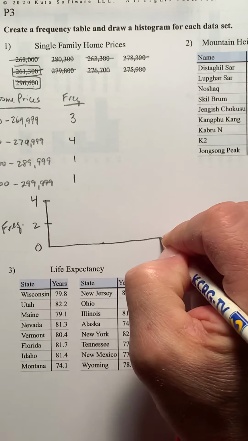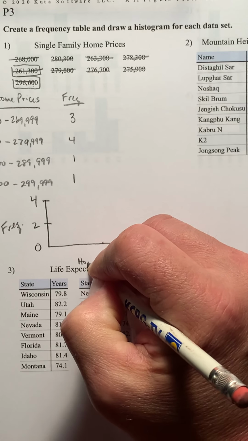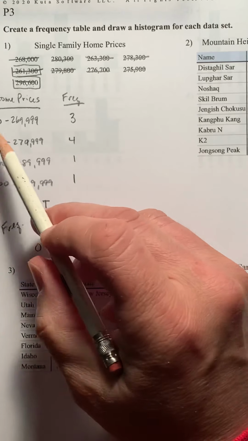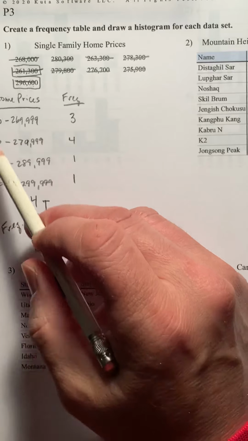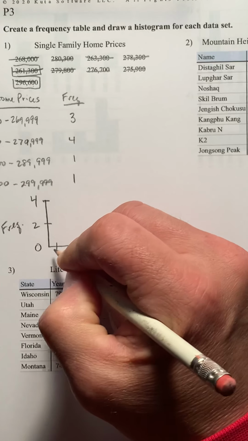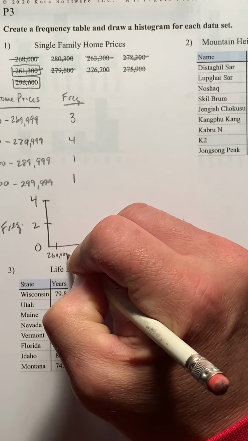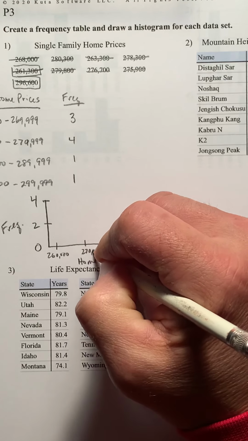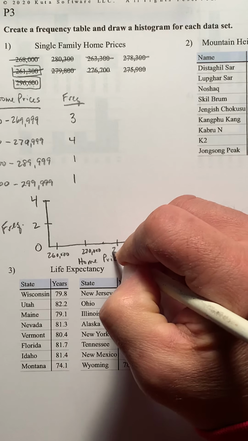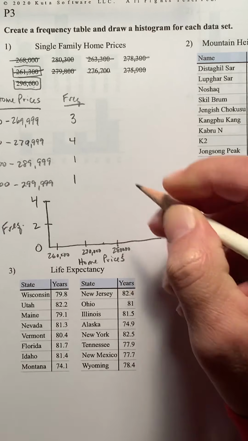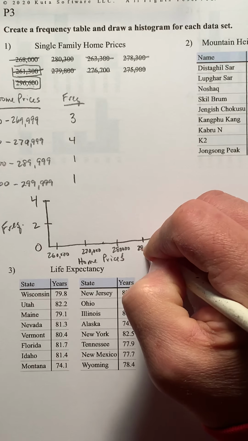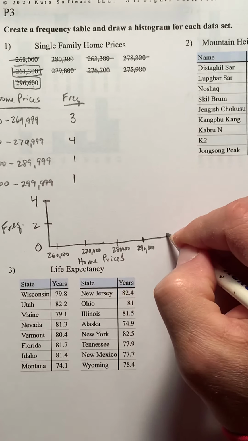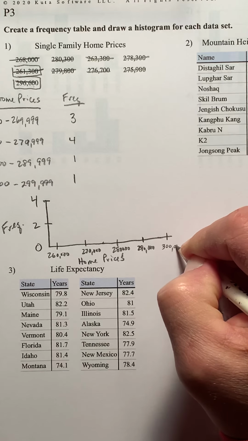And then on the x-axis here, we have the home prices. What we want to do is use the left values of our ranges here. So we're going to say 260,000 will be our first notch, 270,000 will be our second notch, 280,000 will be our third notch, and 290,000 will be our last. But we want to go one more because we need to get all the way up there. We want to go to what the next notch's value would actually start.